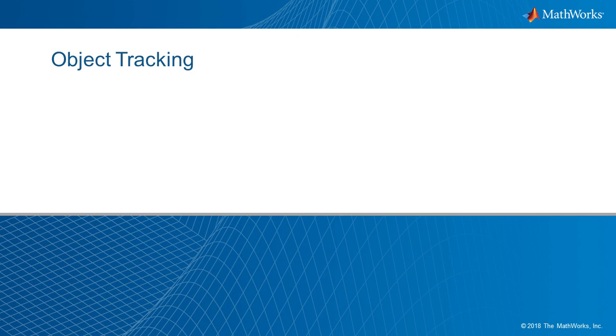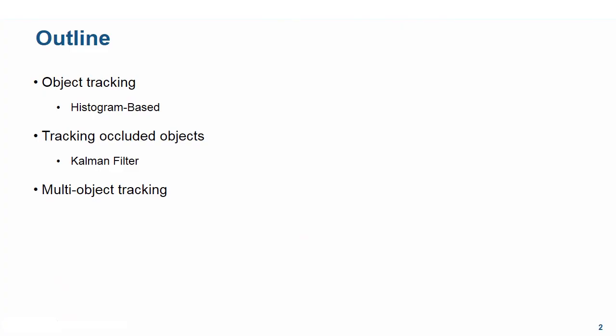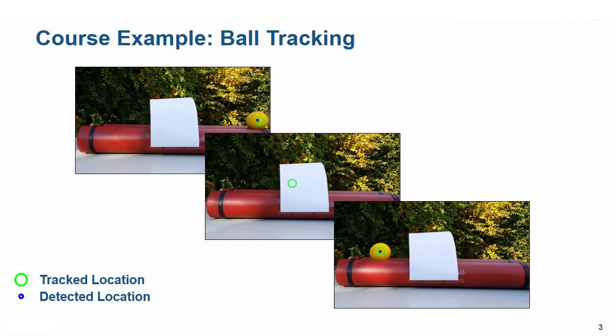In this video, we are going to learn how to track an object across video frames. Specifically, we will talk about object tracking using a histogram-based tracker, tracking occluded or hidden objects using Kalman Filter, and finally some tips to track multiple objects. We will use the example of tracking a moving ball.